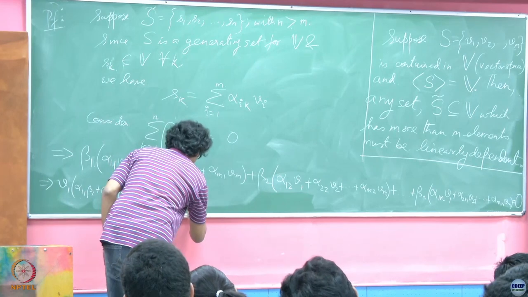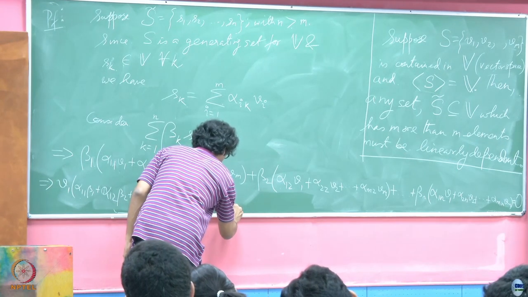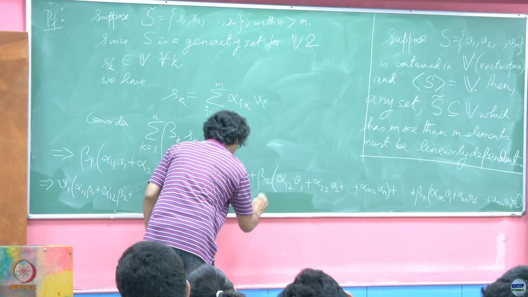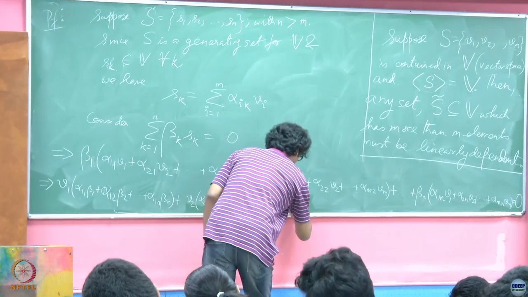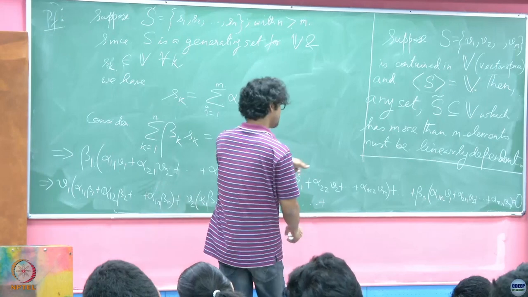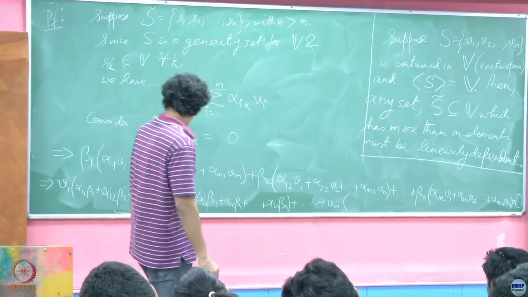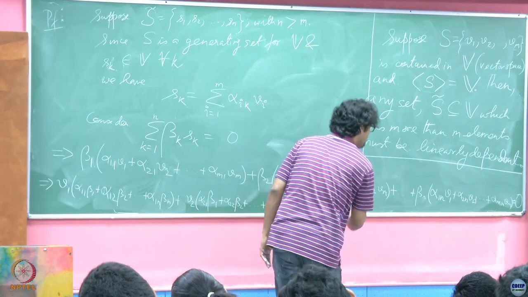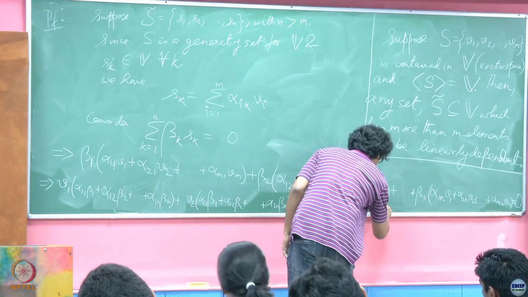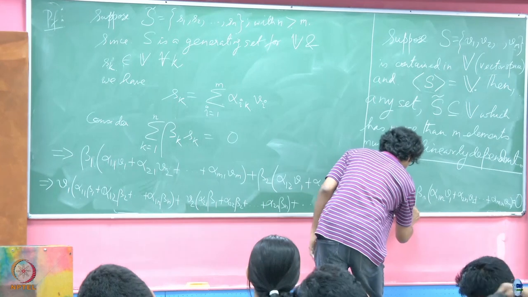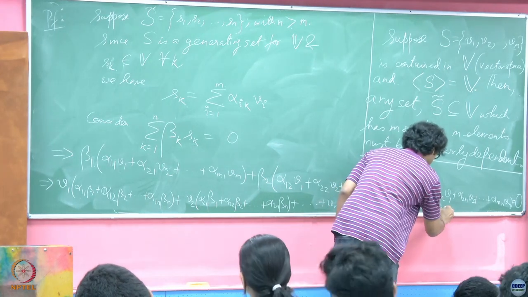Plus, let's write V2. What's the coefficient of V2? It's alpha 2 1 beta 1 plus alpha 2 2 beta 2 plus so on till alpha 2 n beta n, and so on and so forth until I come to the last vector, which is Vm. Right? And I have alpha m 1 beta 1 plus alpha m 2 beta 2 plus until alpha m n beta n is equal to 0.